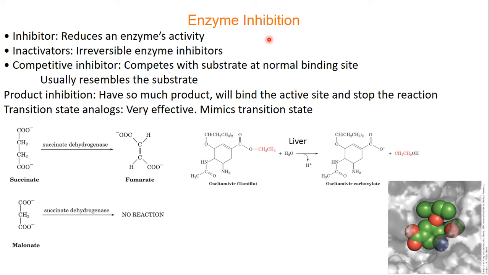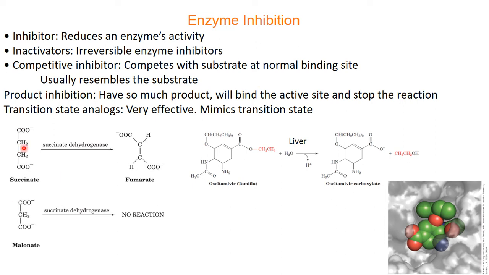Inhibitors are different than inactivators. An inactivator completely shuts down an enzyme. It's irreversible. Now we have different types of inhibitors, and one common type is called the competitive inhibitor. Competitive inhibitors will compete with the substrate at the binding site, and they do this by resembling the substrate itself chemically.